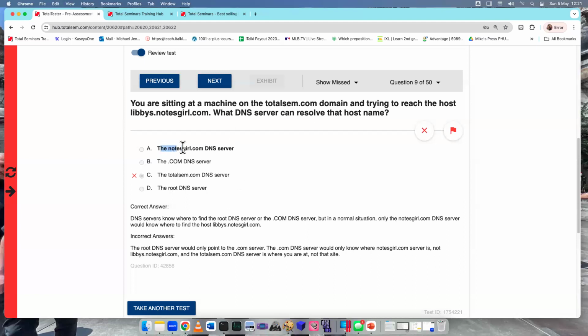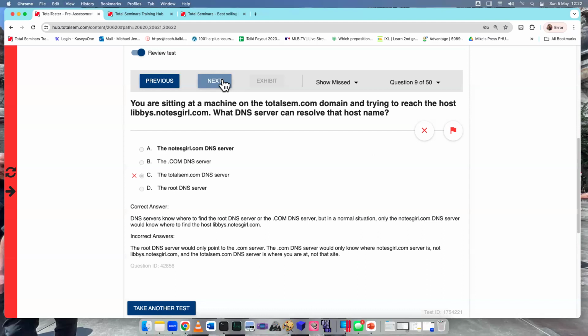You're going to need the DNS of the web server itself. A DNS server can find the root DNS server of the .com, but in a normal situation, that server itself would know where to find the host. So it could be that answer. A little tricky, but it would look there first. But root DNS would have everything, right? Okay, moving on. Next question.